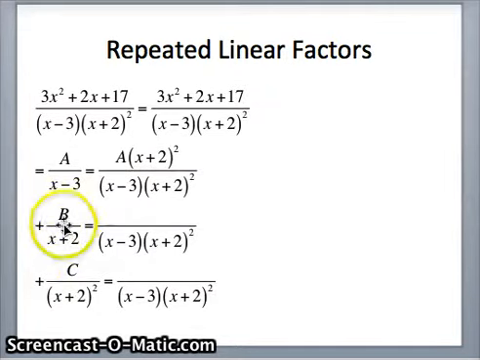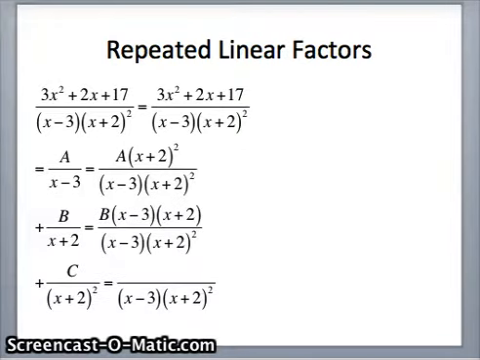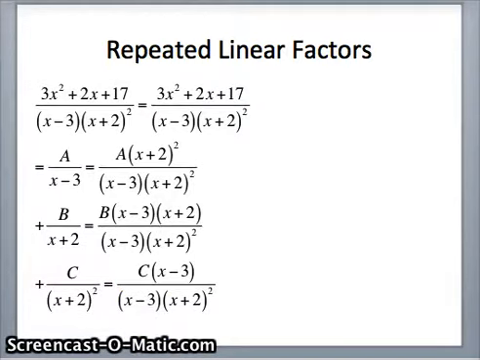Now for this one, B over x plus 2. You'll notice one x plus 2 is already there. We need another x plus 2, and we need an x minus 3 to get an equivalent fraction. And for the last one, notice x plus 2 squared is there. X minus 3 is multiplying on the denominator. Multiply the top by x minus 3.